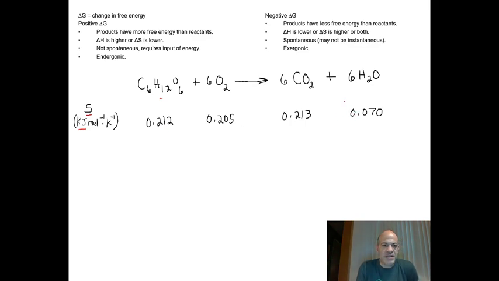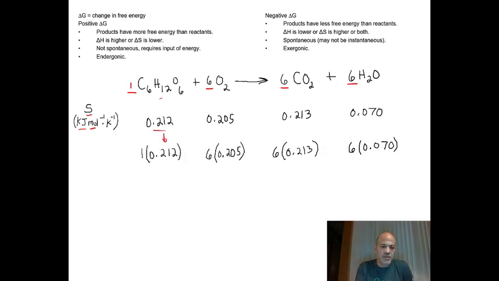And so right now, the greatest entropy is seen at 0.213 for carbon dioxide, and for glucose it's 0.212. However, this is per mole. There is only 1 mole here, but there are 6 moles here, 6 moles here, and 6 moles here. So we have to take these per-mole values and multiply by the number of moles seen in the balanced equation, by those coefficients in the front: times 6, times 6, times 6. Remember, this is initial and this is final. These are the reactants, these are the products.